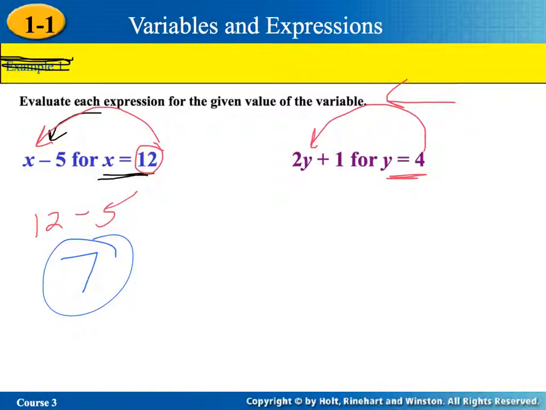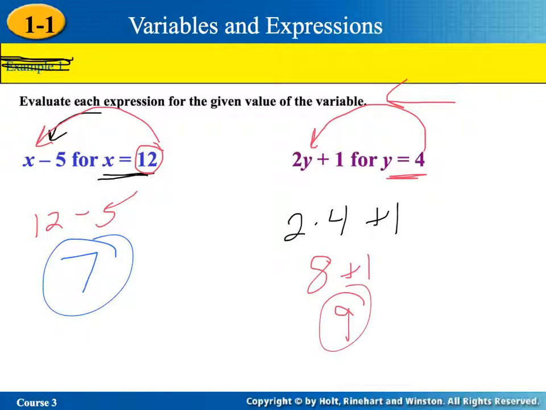Now, what operation happens when I have a coefficient and a variable right next to each other, like that 2y? What operation is happening between the 2 and the y? Multiplication. Awesome. So now I have 2 times y. Well, y is 4. So I have 2 times 4 plus 1. Order of operations, I have to do multiplication before I add. So I take 2 times 4, 8, plus 1. When I take 8 plus 1, I get 9.